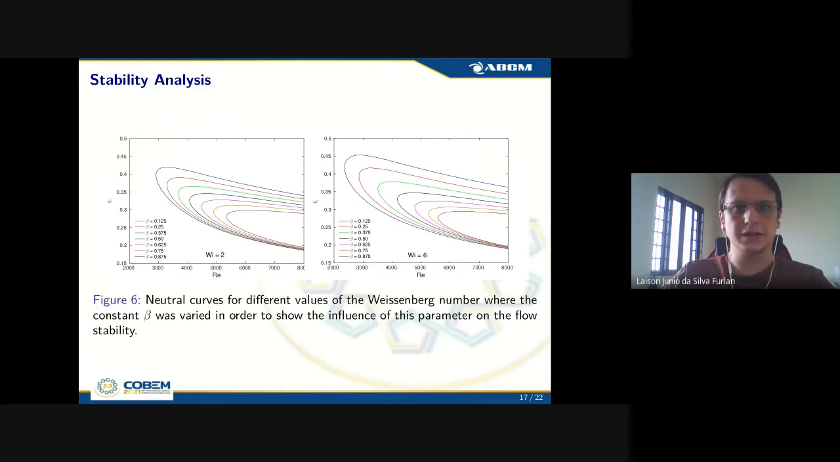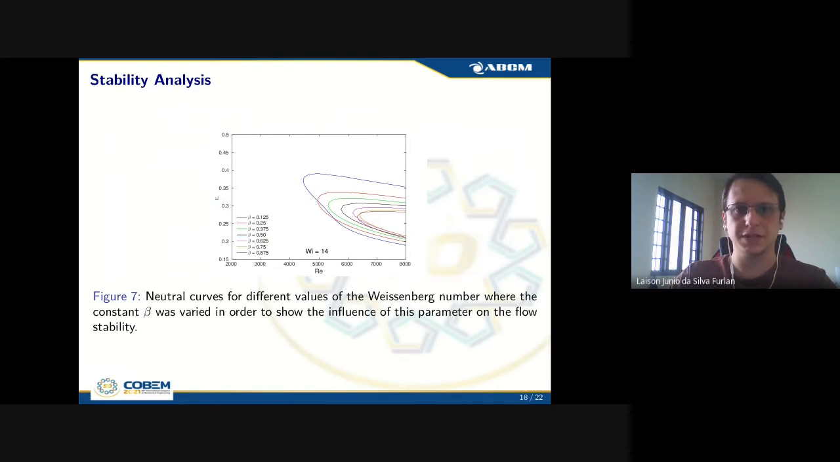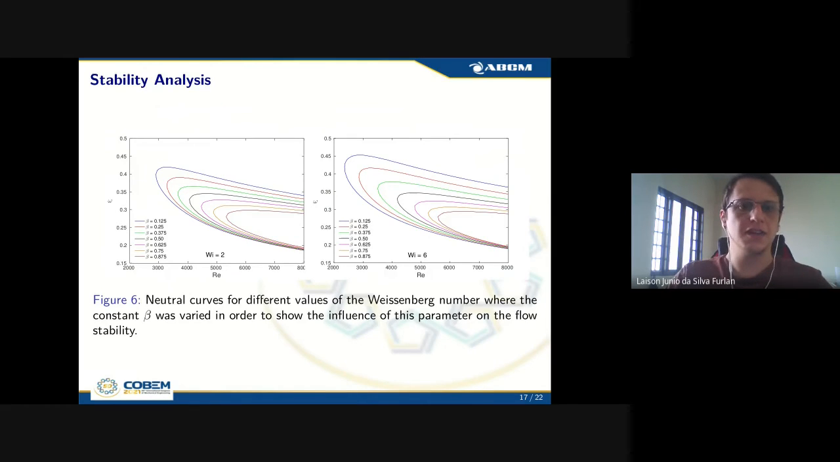Here there are a few curves now varying the constant beta for different values of Weissenberg. So we simulated for Weissenberg 2, Weissenberg 6, and Weissenberg 14. And it's possible to see the effect of the constant beta on the instability region. As beta is increased, the instability region decreases. And it happens for all the Weissenberg numbers simulated.